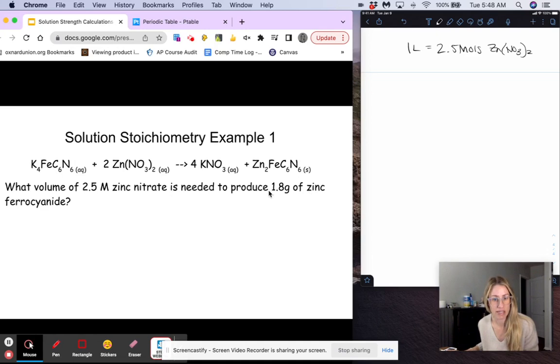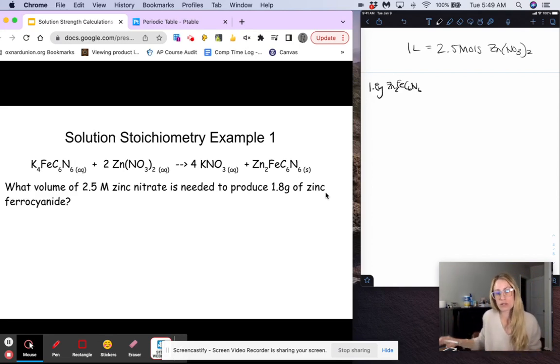Now this is my given here. So I'm going to start with 1.8 grams of Zn2FeC6N6. And if that looks really intimidating, just know that you know what nitrate is. That's on our polyatomic ion sheet. So that FeC6N6, that has to be ferrocyanide, that polyatomic ion. So don't get intimidated about it. You're totally fine. So this is what we're starting with here.